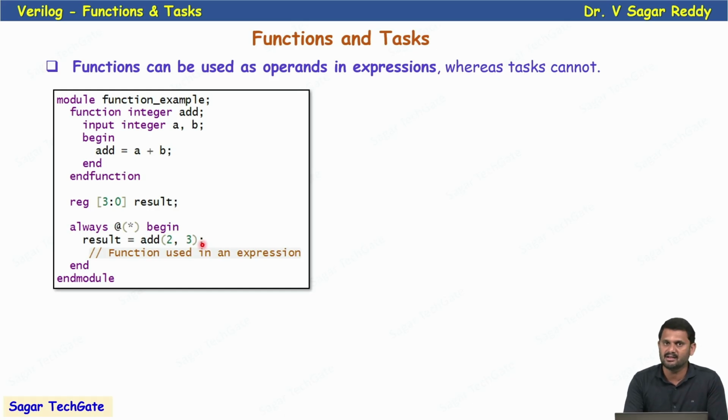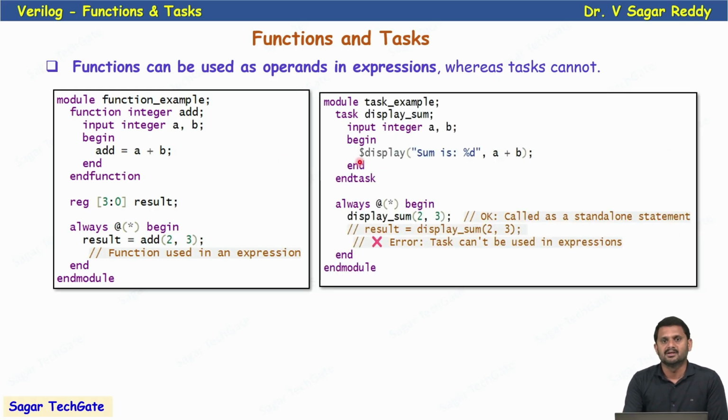But we cannot, for example, if it is a task, we cannot call a task like this. Result equal to display sum 2 comma 3. We cannot do it like this. Understood?